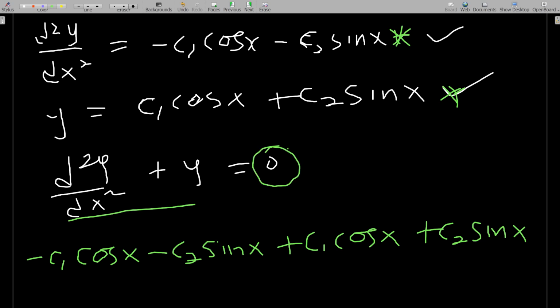Now this should be equal to what? This minus c1 cos x will cancel this, so that is 0. This one plus this will give you 0. So indeed, the whole of this is equal to 0. So 0 is equal to 0.